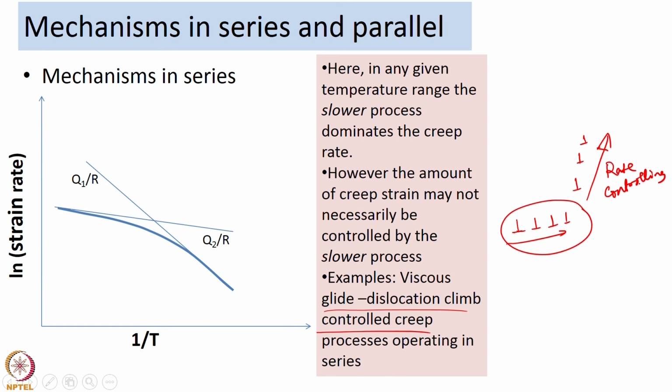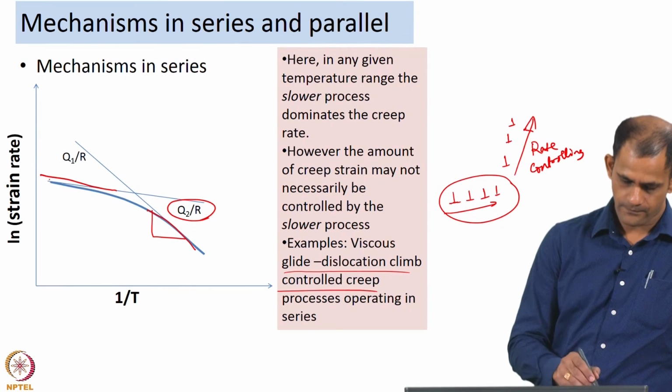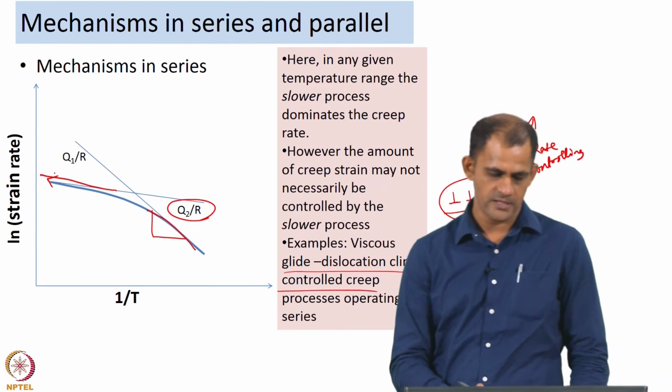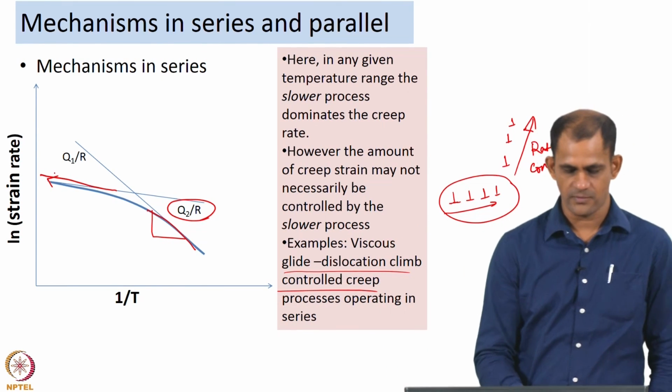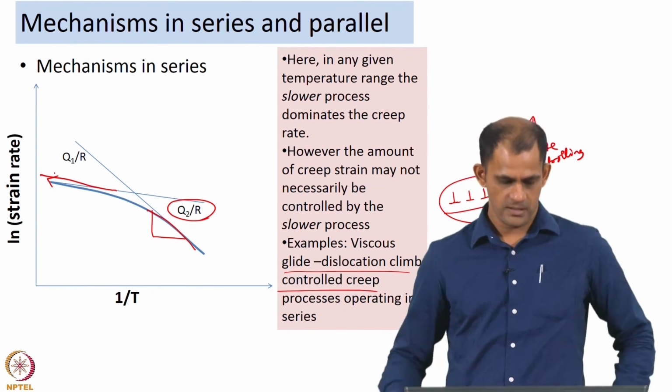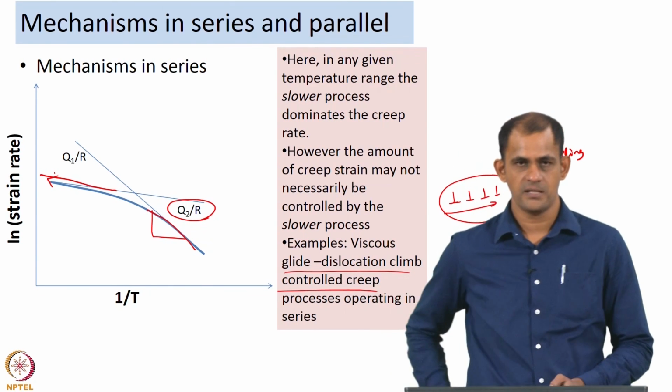If you look at this plot, at lower temperatures you have the higher activation energy mechanisms contributing to the strain rate of deformation, with the lower activation energy mechanism having less contribution to the total strain rate. At higher temperatures you have the lower activation energy mechanisms contributing to the strain rate of deformation. So, this is how the behavior is when the mechanisms are operating in series.